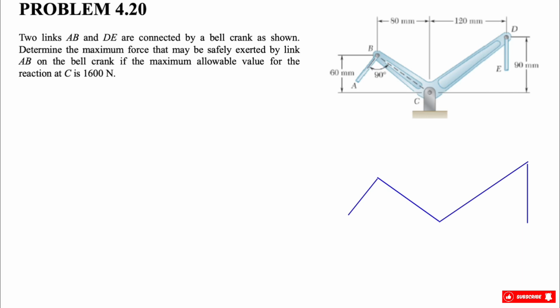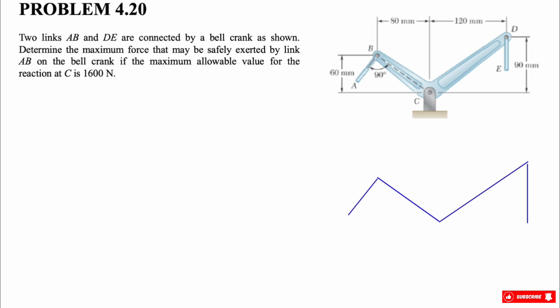Okay, welcome back guys. In today's video we have a question very similar to what we previously solved on the channel. We have these two links, AB and DE, that are connected by a bell crank, and we need to determine the maximum force that may be safely exerted by link AB on the bell crank, given that the maximum reaction at point C is 600 Newton.